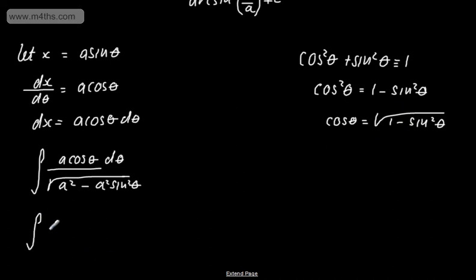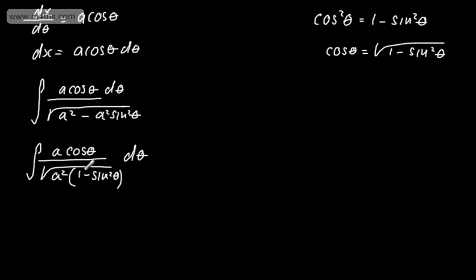So what we have then is the integral of a cos theta, and in the denominator, factoring this, we have the square root of a squared times 1 minus sine squared theta, and we're integrating with respect to theta. The square root of a squared is just going to give us a, and the square root of 1 minus sine squared theta is cos theta. So this is the integral of a cos theta over a cos theta, integrating with respect to theta.